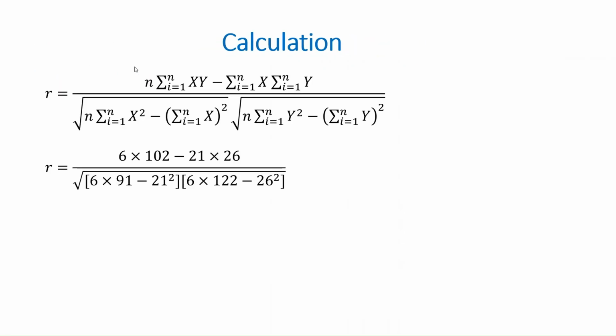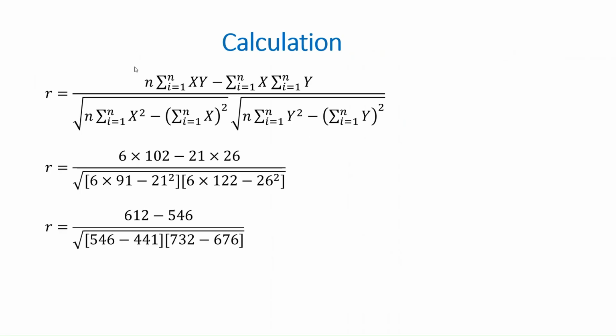So here we have put in all the information we got from the previous table, and calculating the formula, we got the value of r, that is 0.8607. So what is the correlation coefficient of our data? It is 0.8607. Now what is the interpretation?